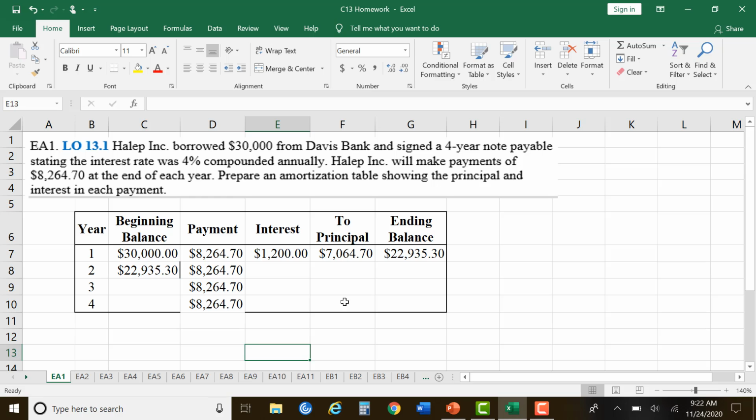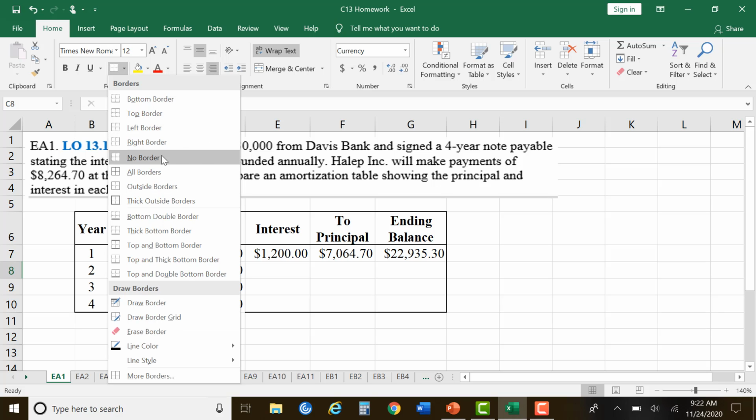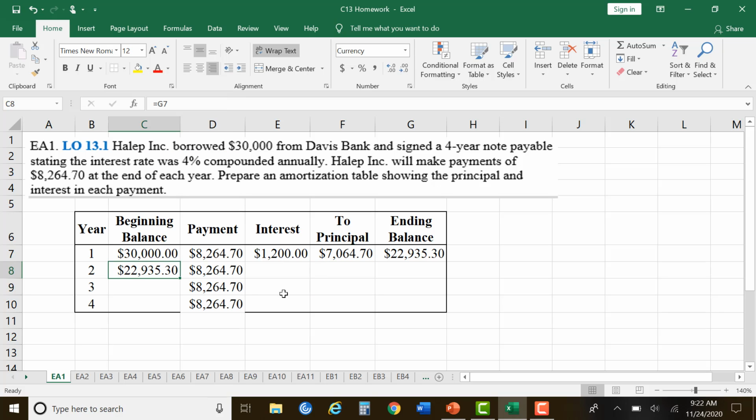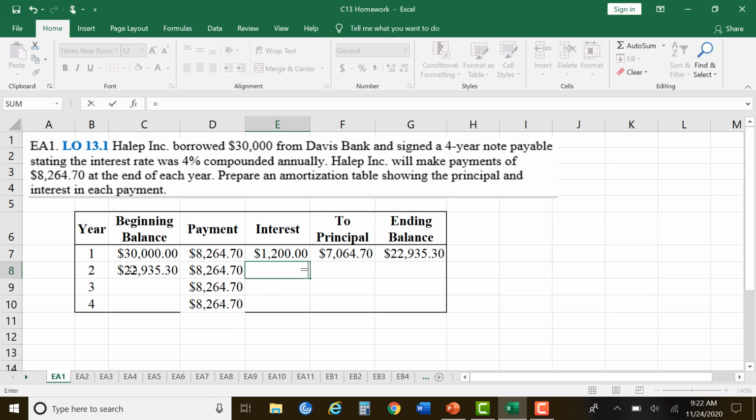So we had paid it down, so the new balance this year is what we're going to pay the interest on. So $22,935.30. Our payment is the same. The interest, however, is going to be different because it's going to be paid on this. So times 4%. So it's only $917.41 versus last year it was $1,200 because we've paid down the balance.